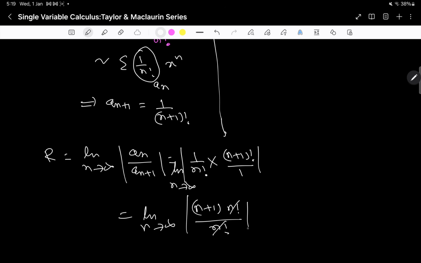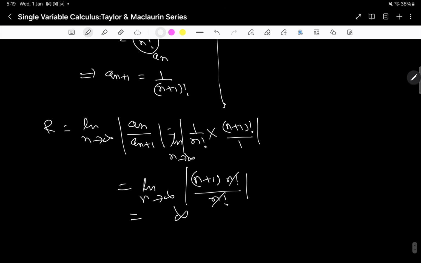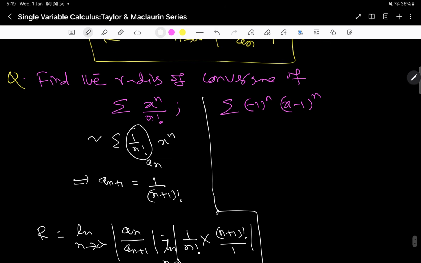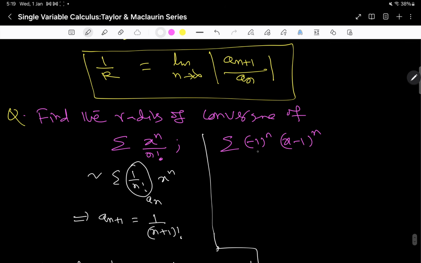This is cancelled. So now as n tends to infinity, it is infinity. So what is r? Therefore the radius of convergence is infinite. It means the series converges throughout, it is convergent everywhere. But here what is my an? My an is this. But the center is inbuilt here. The center here is 1.